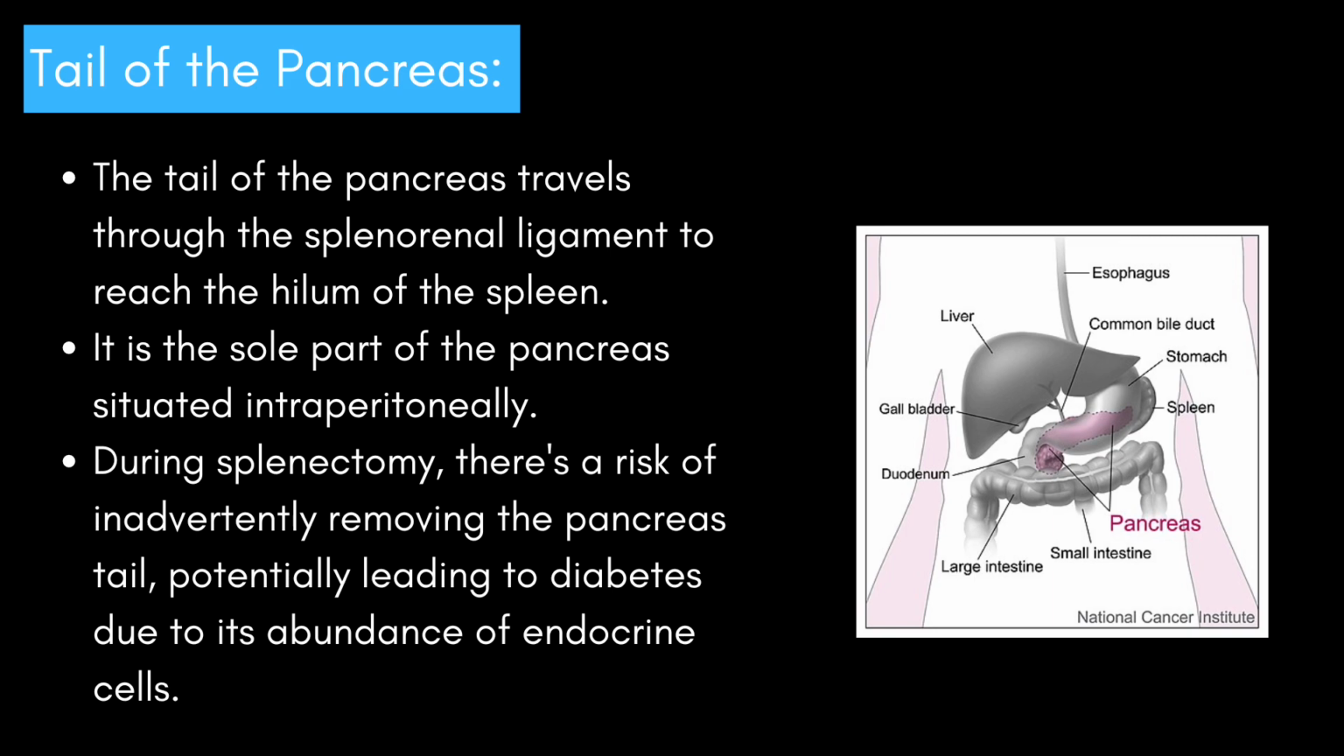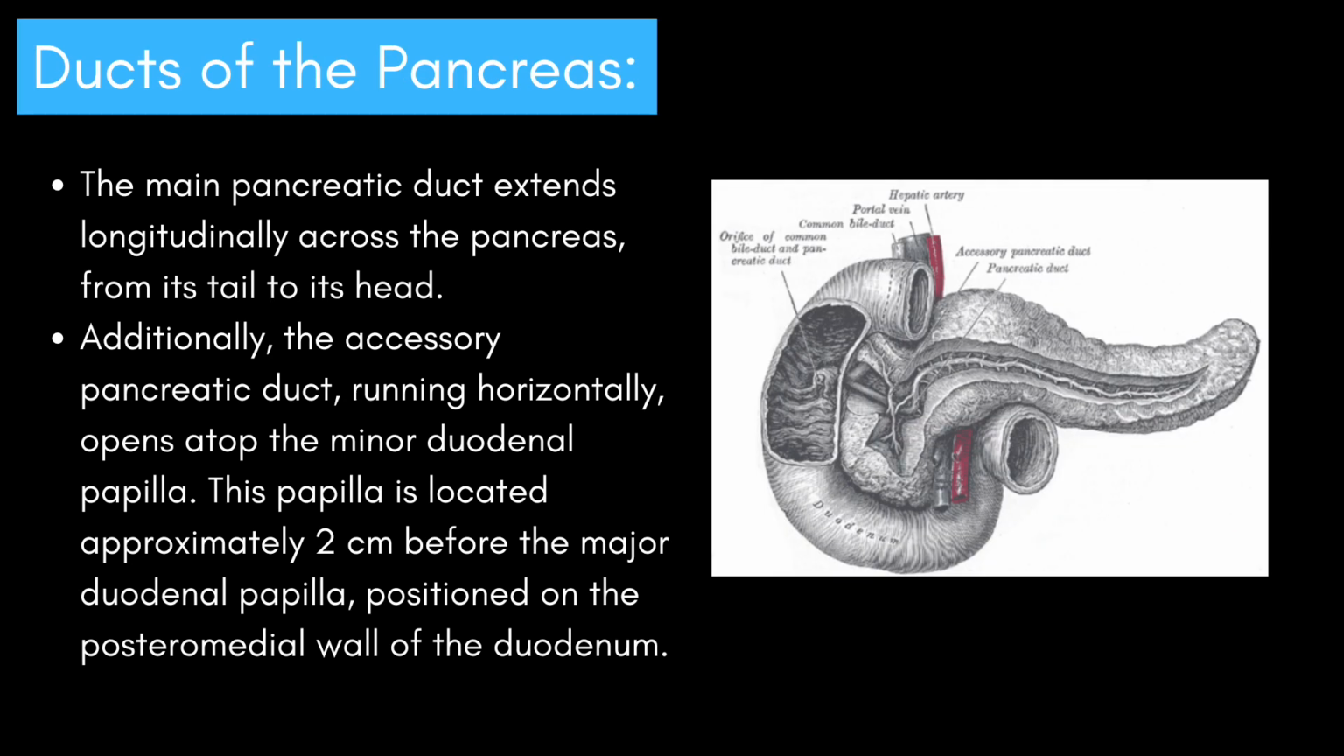All right, next topic, the tail of the pancreas. The tail of the pancreas travels through the splenorenal ligament to reach the hilum of the spleen. It is the sole part of the pancreas situated intraperitoneally. During splenectomy, there's a risk of inadvertently removing the pancreas tail, potentially leading to diabetes due to its abundance of endocrine cells.